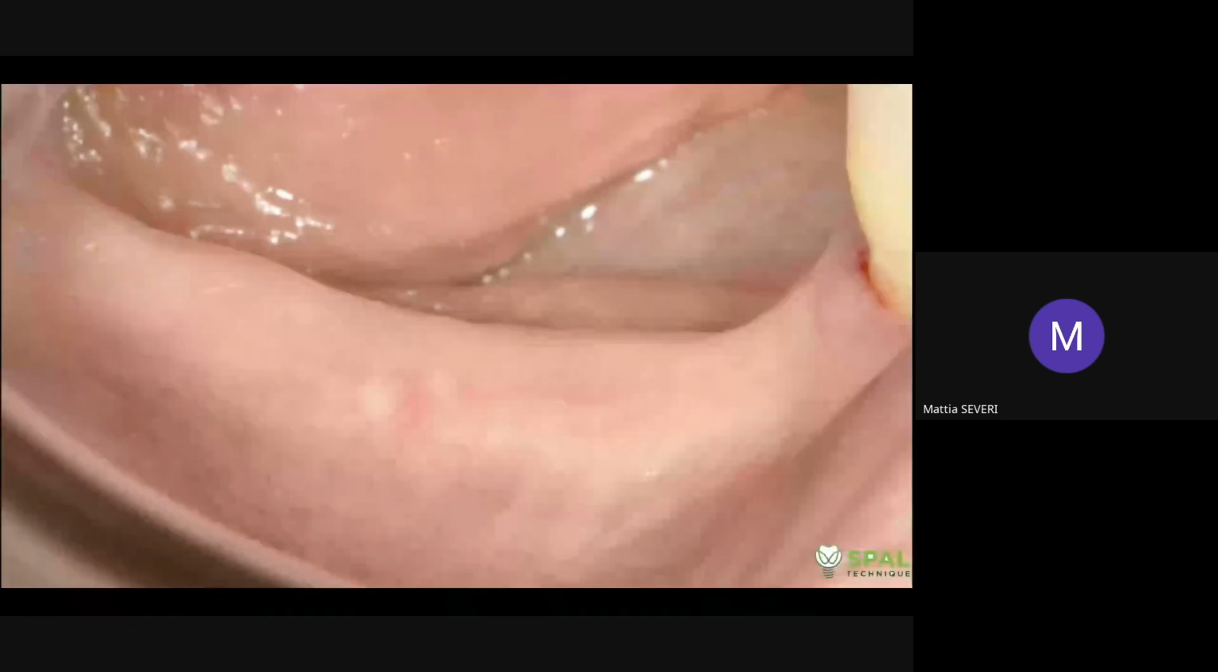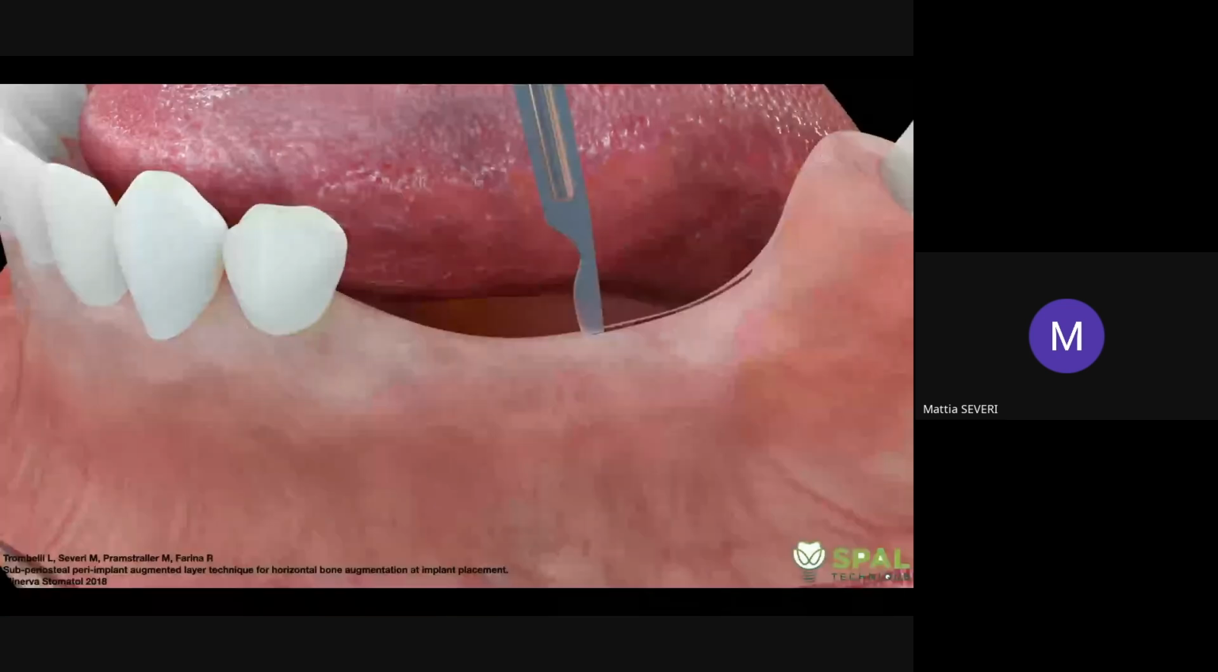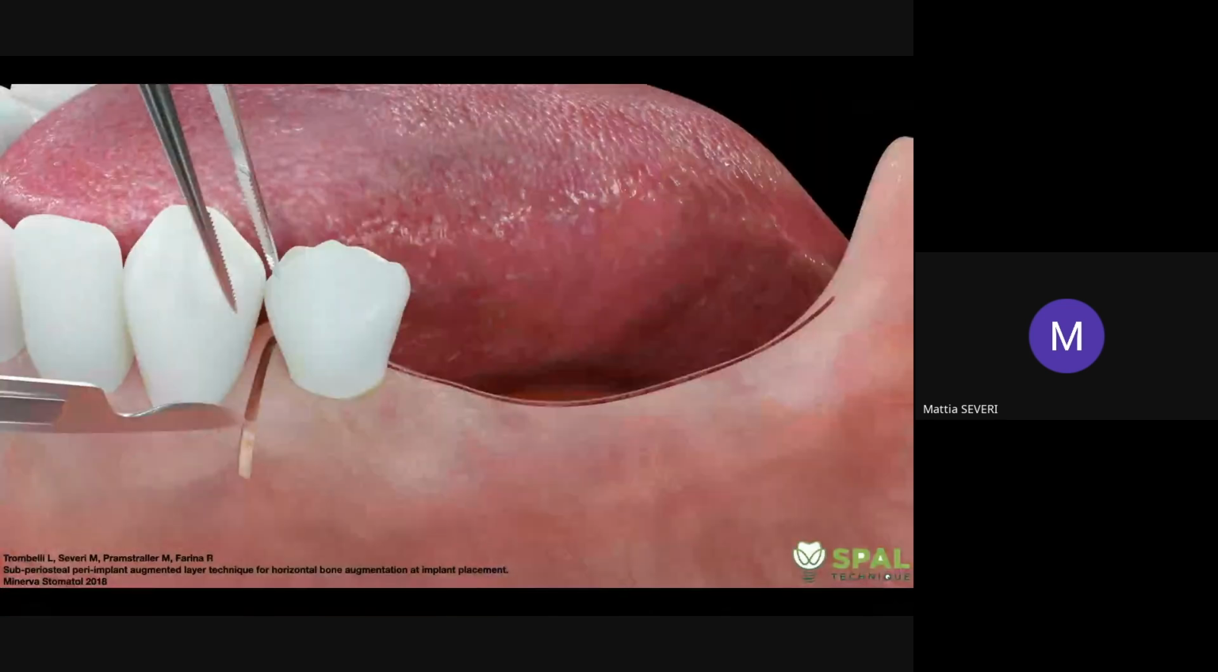This is the classical clinical condition when we perform the SPAL technique, that is actually an edentulous posterior mandible. So we will use this cartoon in order to explain every phase of the technique. You can see we start with a crestal incision continuing with a vertical incision on the mesial tooth.